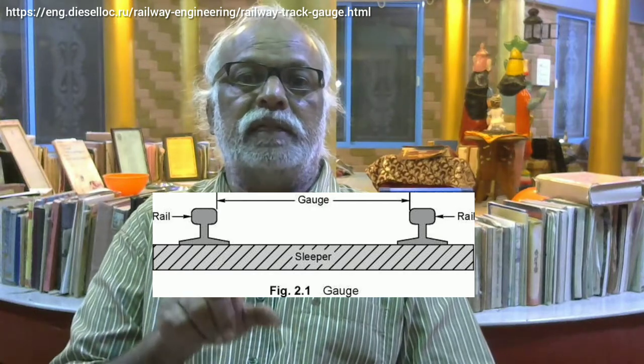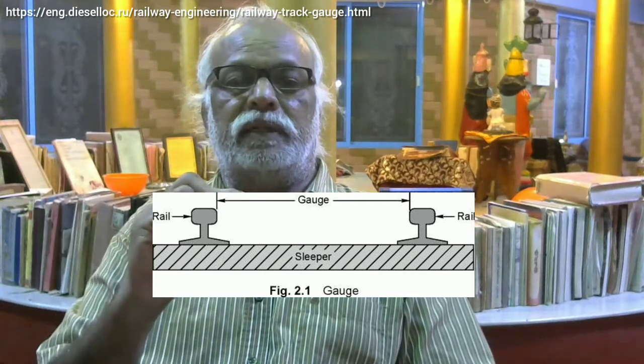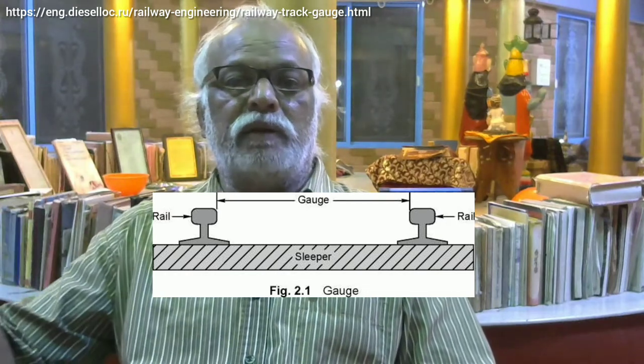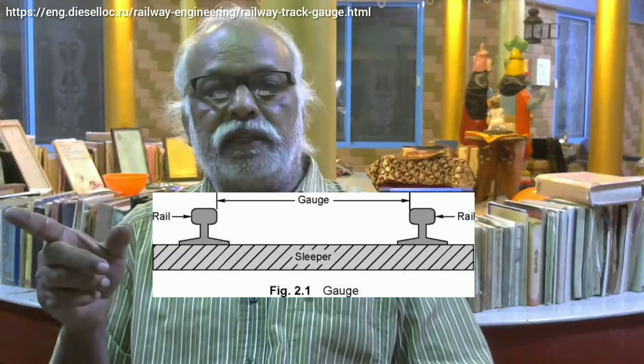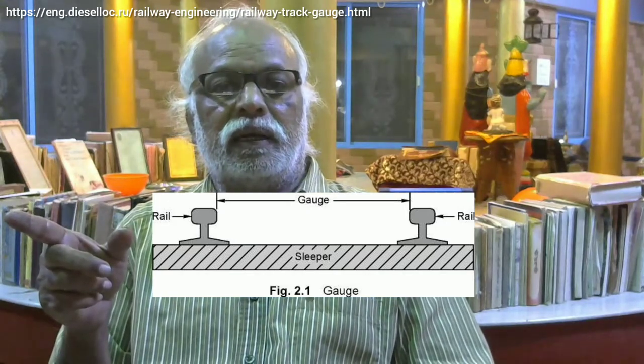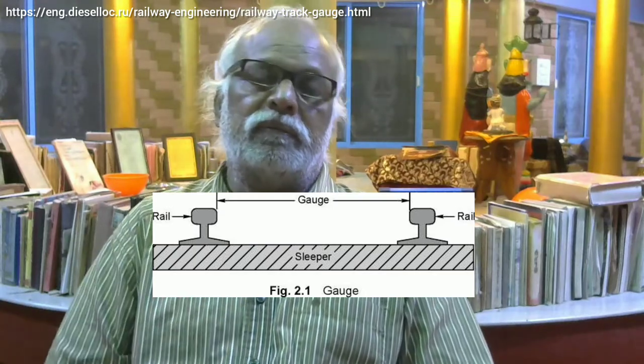Then I had a doubt: why in this case is it not from center to center distance? Why is it from the clear, from the inner projection, the inner face of the rail, that is, the flange? You have a projection on the other side, so the inner face of this flange to the inner face of the other flange. So the clear distance is there.